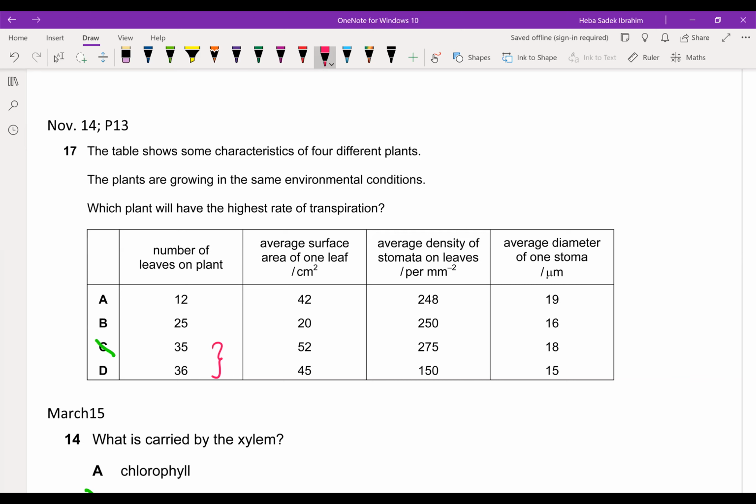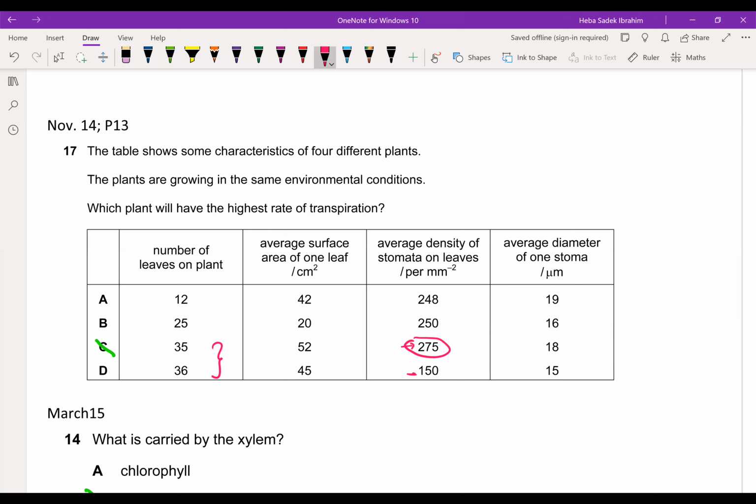Average surface area of one leaf. كل ما يبقى surface area كبير كل ما يبقى water loss أكتر. So again we're going to favor إنه number كبير زائد إن surface area كبير. So again I'm still either C or D. Average density of stomata on the leaves. كل ما يبقى الستوماتا أكتر كل ما water loss يبقى أكتر. So هنا بص هنا بقى that's 150 ده هنا 275. Wow. So this is a lot more stomata.